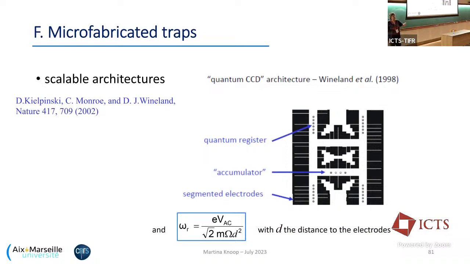And one of the, I would say, pioneering proposals in that sense was this paper where Dave Wineland had put forward the idea of a quantum CCD, or something which has a sort of spatial arrangement in a certain sense.